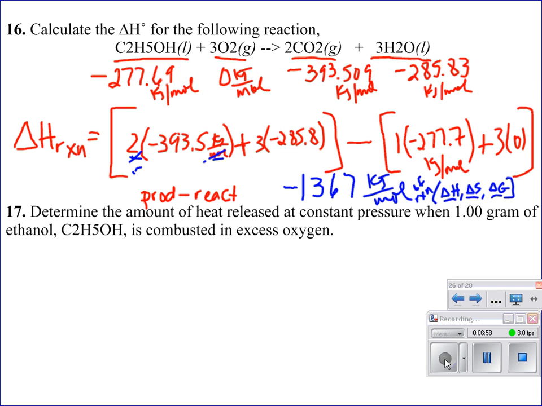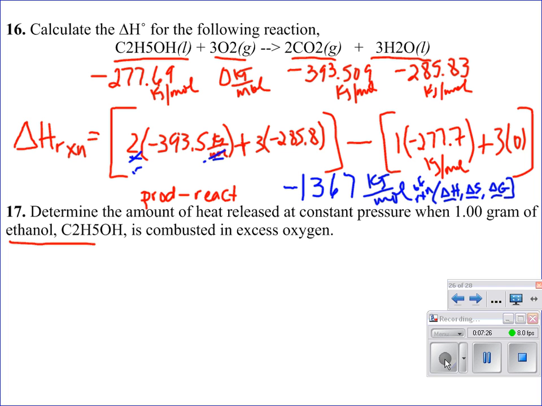There's something else. Oh, and that doesn't refer to, what if you use Q equals MCAT? That doesn't refer to just doing Q out of Q equals MCAT. This only refers to enthalpy of a reaction. Okay? All right, let's go ahead and look at number 17. 17 is linked directly to number 16 because it says determine the amount of heat released at a constant pressure when 1 gram of ethanol is combusted in excess oxygen.